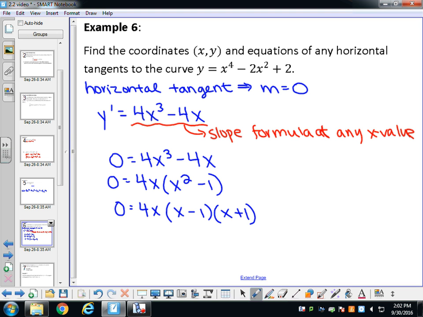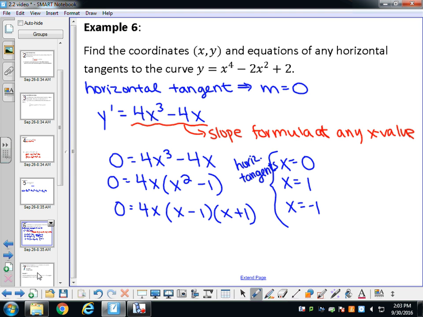So therefore, based off of this, I know that at x equals 0, x equals 1, and x equals negative 1, all of these are going to have horizontal tangents. Because at each of those points, the slope is 0, the derivative is 0. And I also need to find the y values.